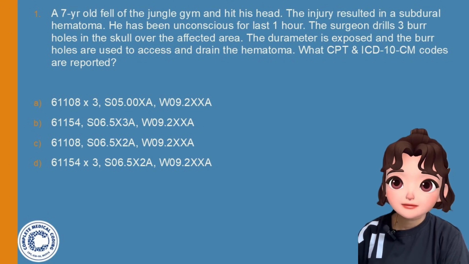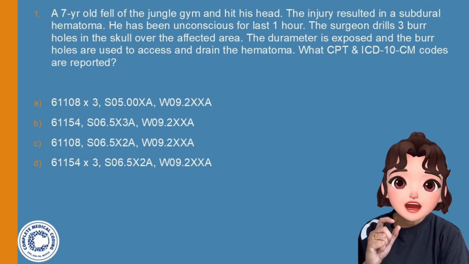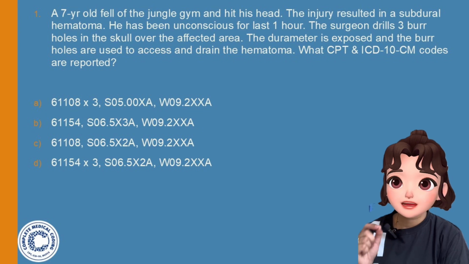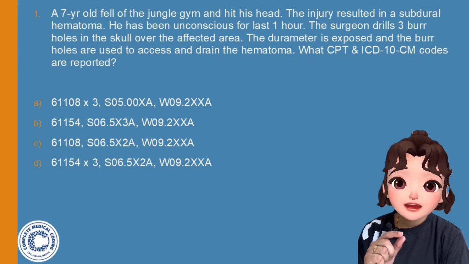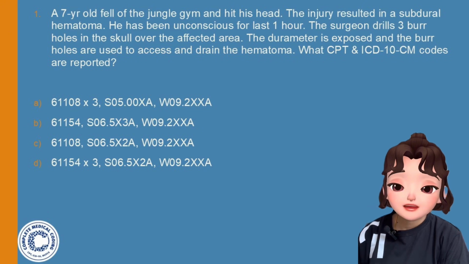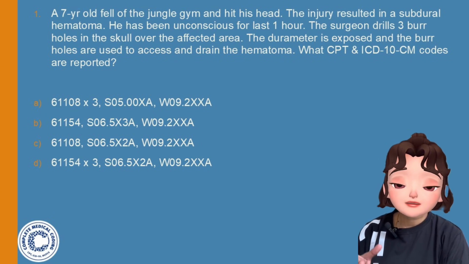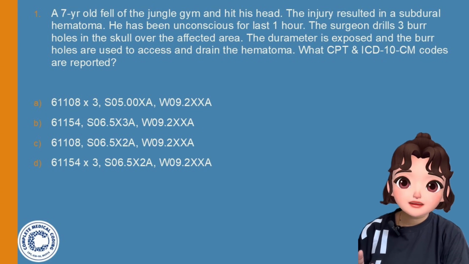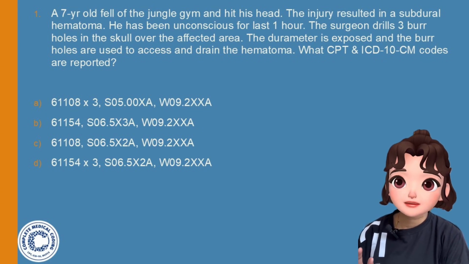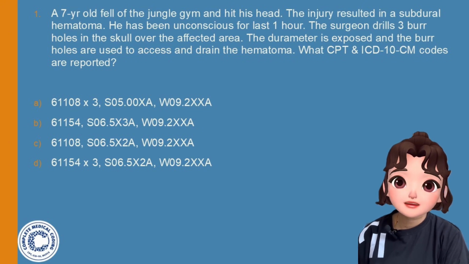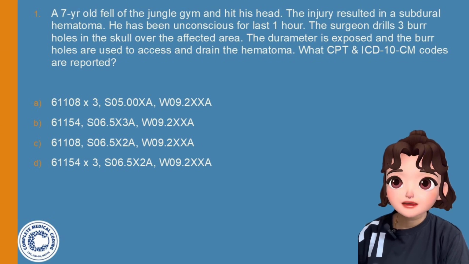See option D, 61154 times 3 is mentioned. So that will make you confused. That's why you have to read the description carefully. In CPT code 61154, it's mentioned burr hole or burr holes, with the s in brackets. So it means burr holes. Whatever number of burr holes, you have to code only 61154. So you already got the answer from these 4 options. Option B, 61154 is the only one. The other option D is times 3, which is wrong. Anyway, let's check the ICD code also in option B.